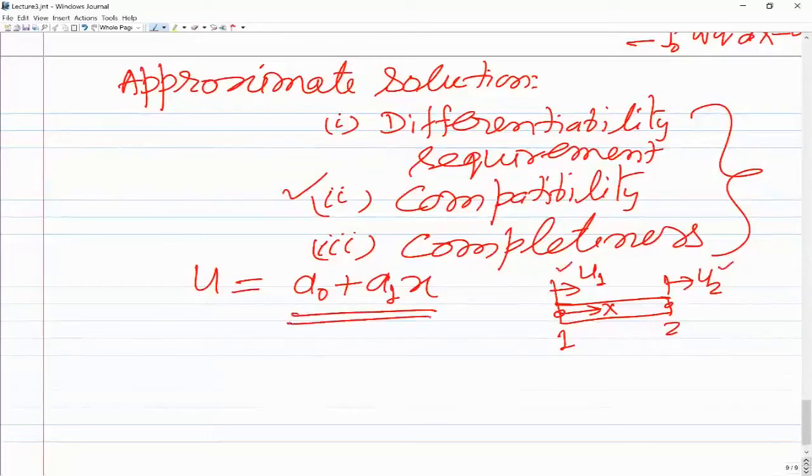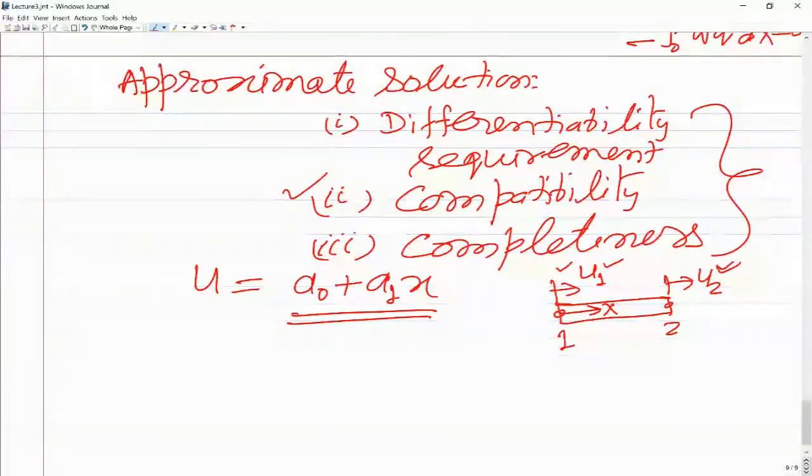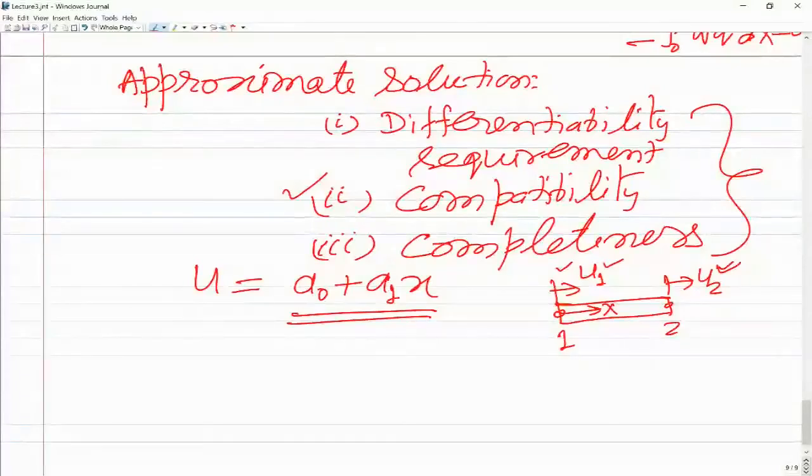In this case, if we take a linear polynomial a0 plus a1x, a0 and a1 are the two unknown constants. Those two unknown constants can be expressed in terms of u1 and u2, so we can get a unique relationship. So for this problem, the approximate solution we can choose is a0 plus a1x. And suppose you want a better accuracy element, then you can add a term a2x square. Then you have to introduce an intermediate node, let's say at the center of the element, and then you will have u1, u2, and u3, and three terms.